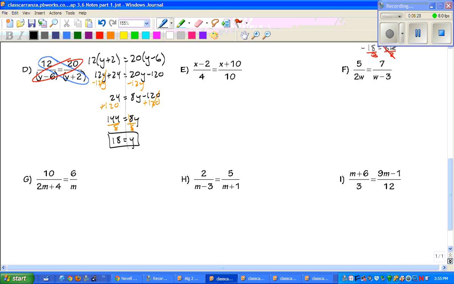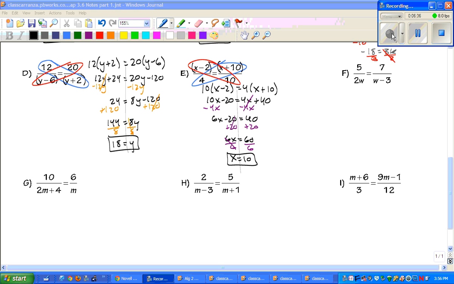All right, why don't you guys try and set up and solve E. Let's pause the video and see how you do. Okay, and after you cross multiply that and solve for your x, you end up getting x equals 10. Now, a question I get all the time is, does it matter what side is on which? Okay, so if you were to start this as 4 times the quantity x plus 10 equals 10 times the quantity x minus 2, that doesn't matter. Okay, as long as you're doing the math and following the rules properly, it doesn't matter which side is on which. Okay?